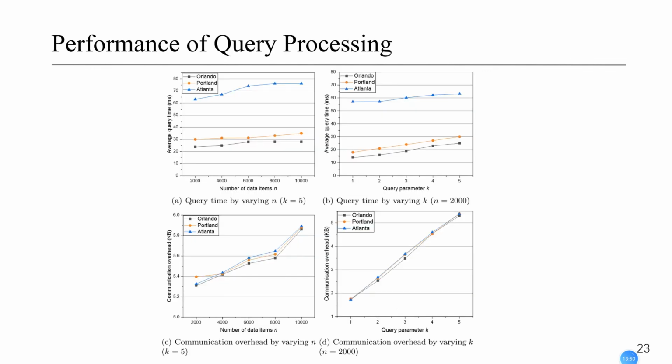The query processing time is a function of N and k. Figure A and Figure B show that the query processing time is on the millisecond scale. When k equals 1 and N equals 10,000, the average query processing time for Orlando City is 28 milliseconds. The difference among the three cities is caused by the different distribution of matched data items. Figure C and D show the communication overhead. It corresponds to the returned leaf nodes.